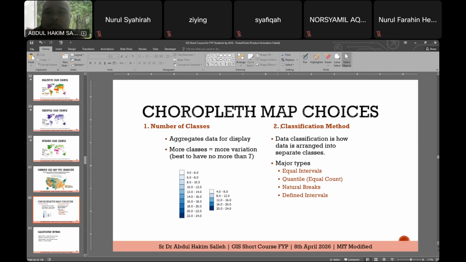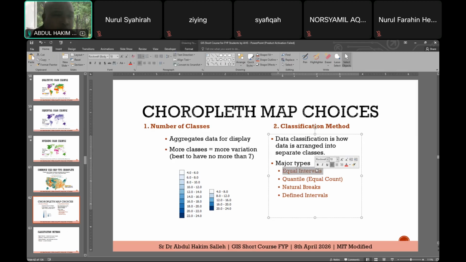Now, second, the classification methods. Data classification is how data is arranged into separate classes. It can be equal intervals. Let's say there are 100 people and you want to divide it into 5. That means every class contains 20 people, 20 people, 20 people, 20 people. But next is the quantile, equal count.